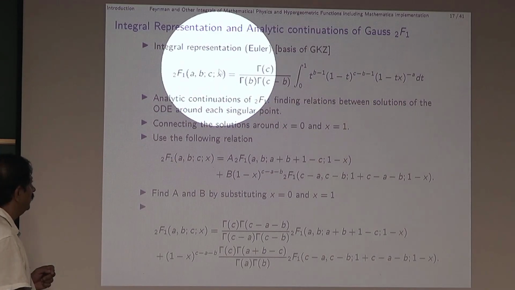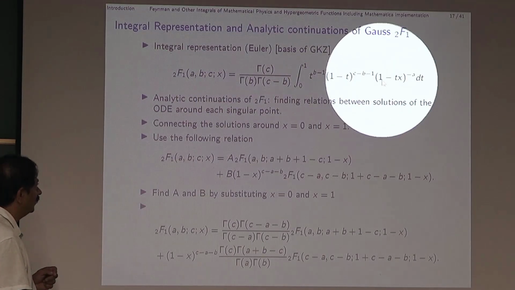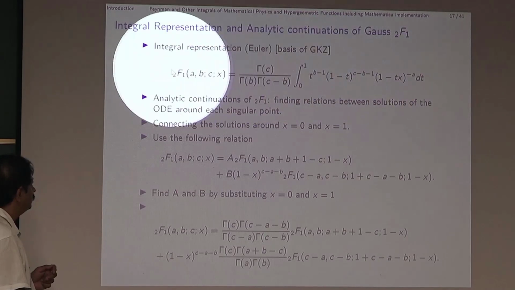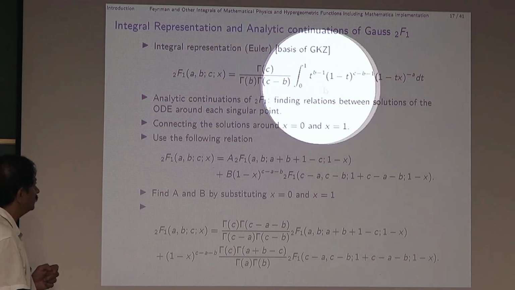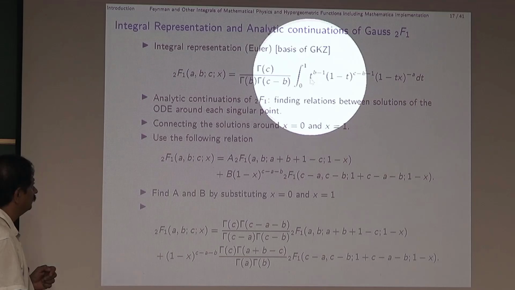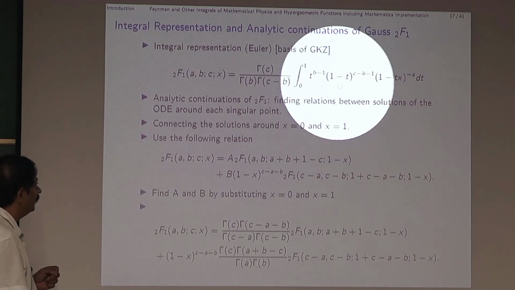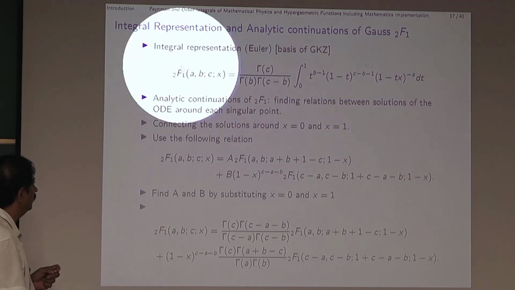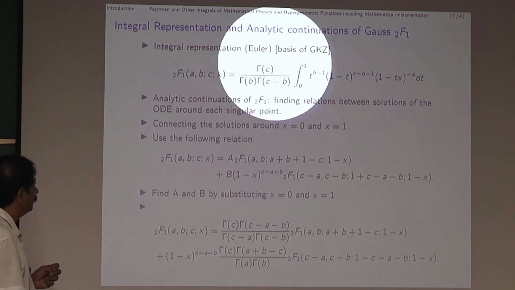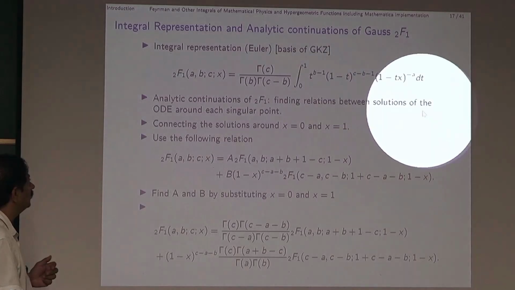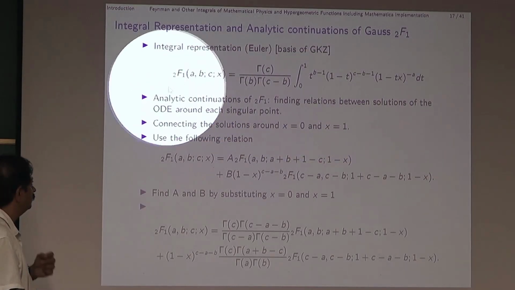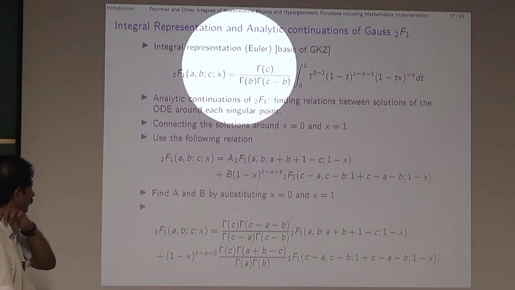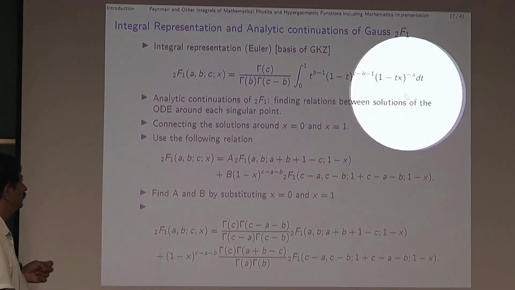Here is x the variable, and that x is sitting here in this 1 minus t times x. And these parameters a, b, and c are sitting as exponents of this t over here, of this 1 minus t over here, and this over here. Of course, this thing is symmetric in a and b, so it has some nice properties. So this is a very simple, beautiful expression for the Gauss hypergeometric function, and it's an integral representation.